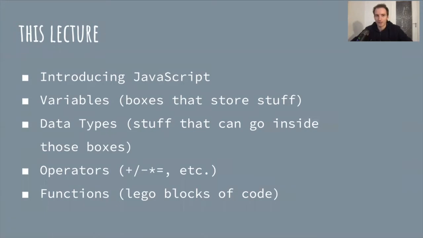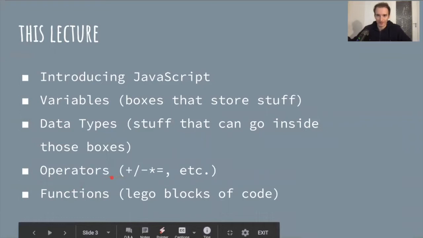So yeah, this lecture, I want to introduce JavaScript. I'm going to be talking about variables, which are like these boxes that you can put things into. We'll be talking about different data types. So it's like the stuff that can go into these boxes, like what variations of the stuff can go inside of these boxes. And alongside that, we'll be talking about operators, which is a really confusing sounding word for something that's actually quite simple. An operator is just something that we can do with some of these data types.